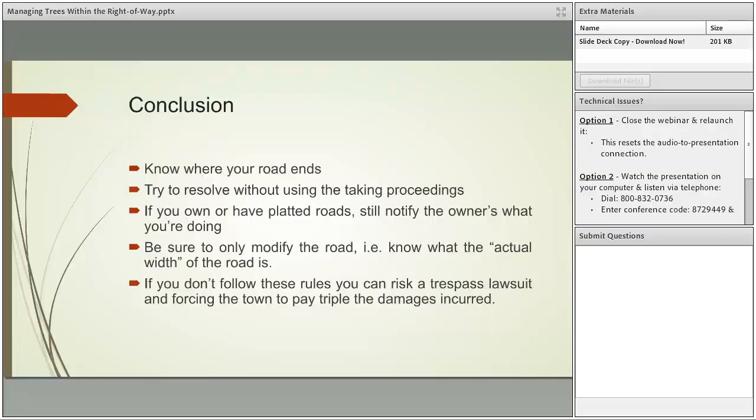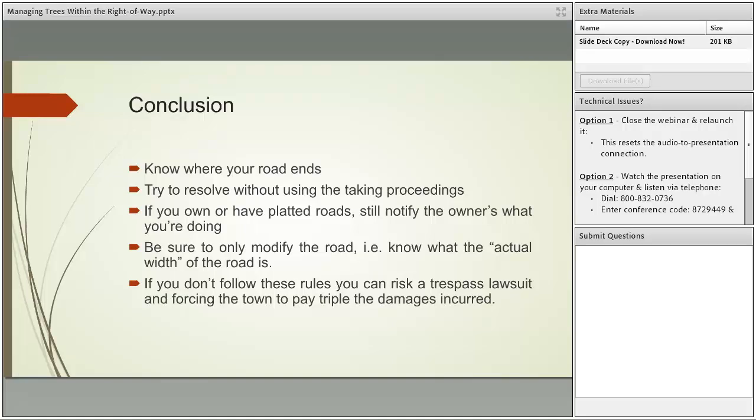And if you don't follow these rules, you can really risk a trespass lawsuit, forcing the town to pay triple damages as well as other fees involved. That's the end of this. So now I'll take some questions.